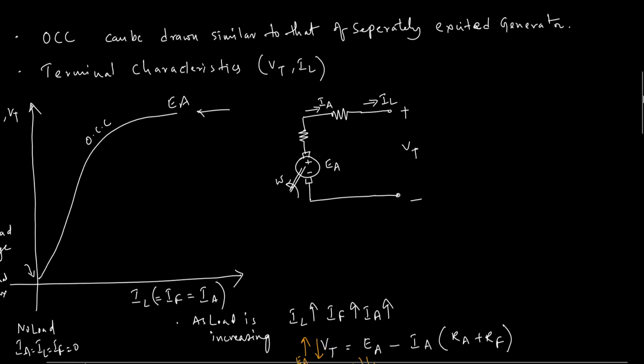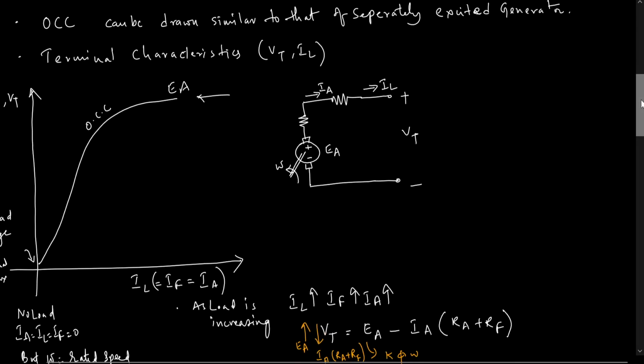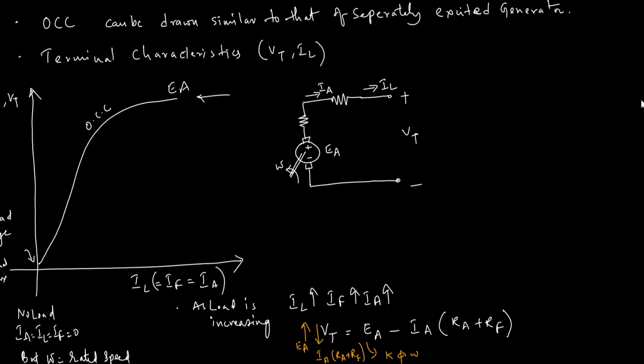Now coming to the characteristics, the OCC, as I said earlier, is the same for all the machines. We will be drawing it by taking the series field windings and exciting them through a separate source, and we will find out IF versus induced EMF. Okay, and we can draw the OCC characteristics.